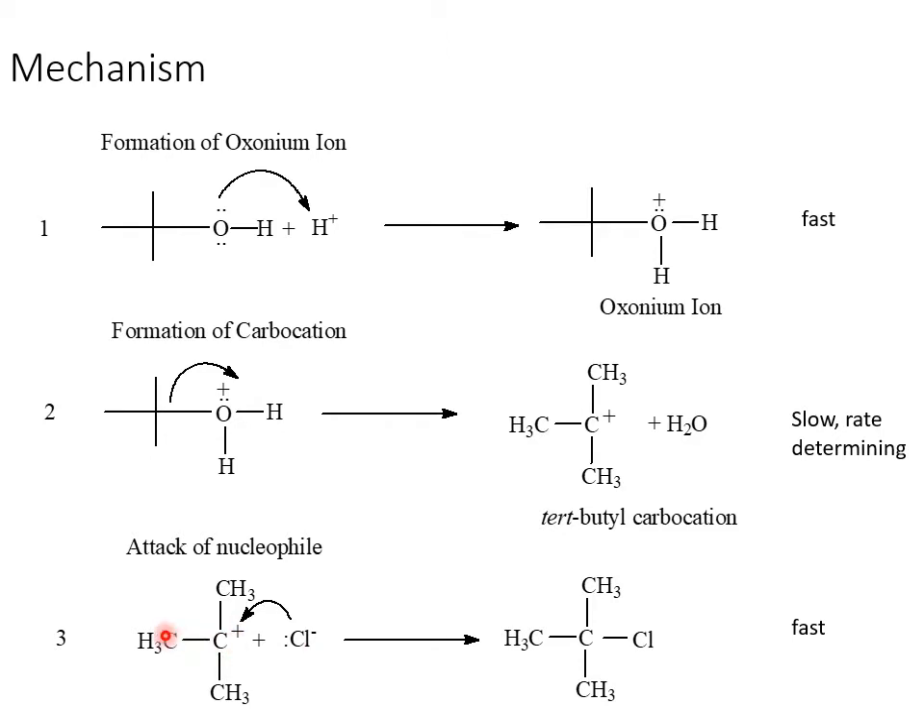Now, this won't form a racemic mixture simply because this carbon has all methyls around it, right? But if you didn't have all the same around the carbon, you would have a chiral center, and it would probably form the two different chiral centers, right? The R and the S.